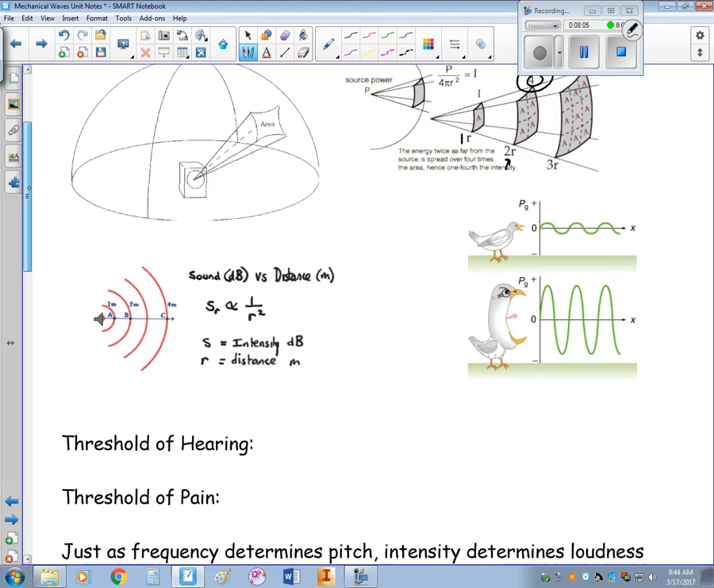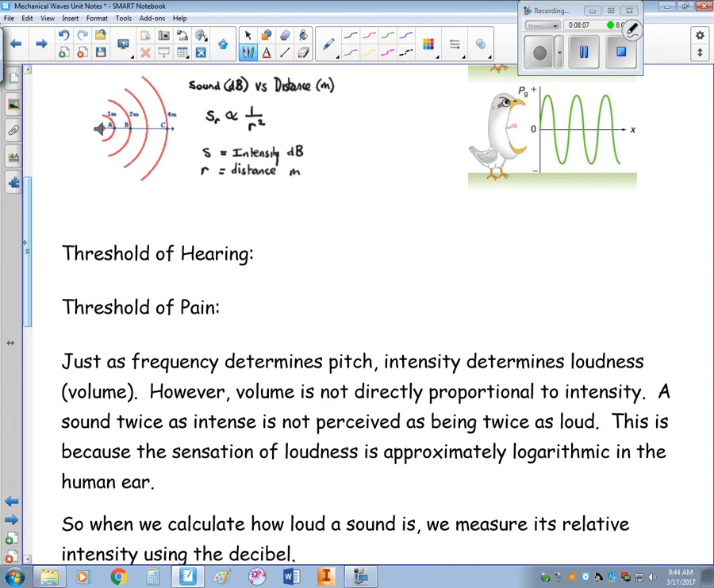Now for intensity, we have a couple thresholds. First off is the threshold of hearing, and this is the quietest sound that you can hear. This is 1.0 times 10 to the negative 12th watts per square meter. So intensity, again, is based off of power. Power is energy conversion, and per square meter. That's where we get our inverse square law.